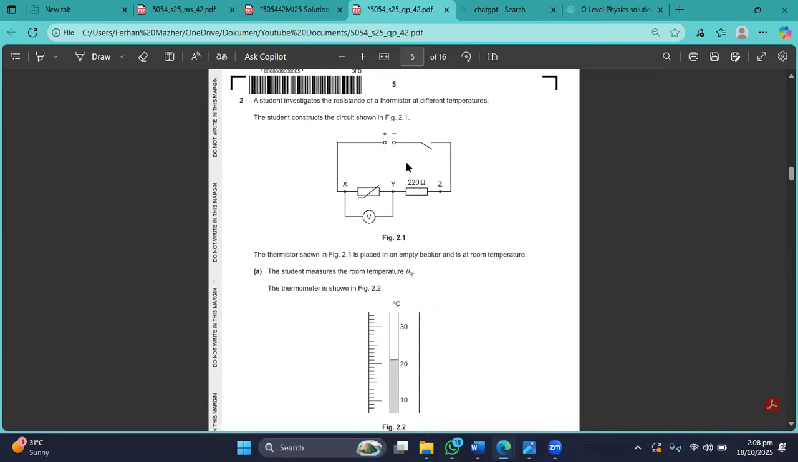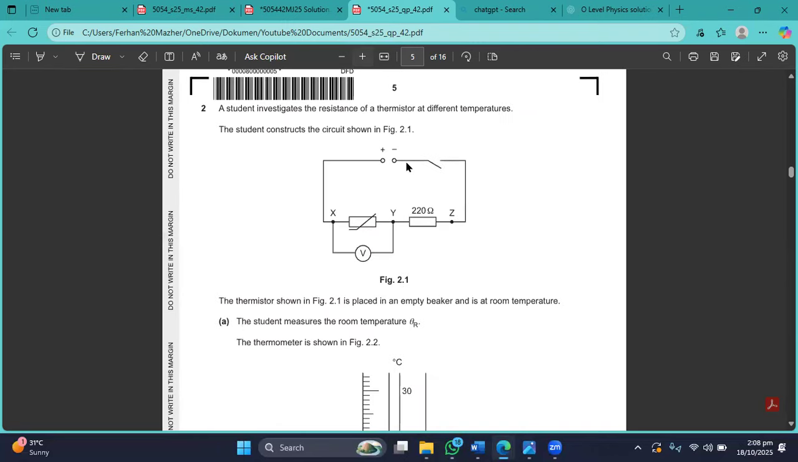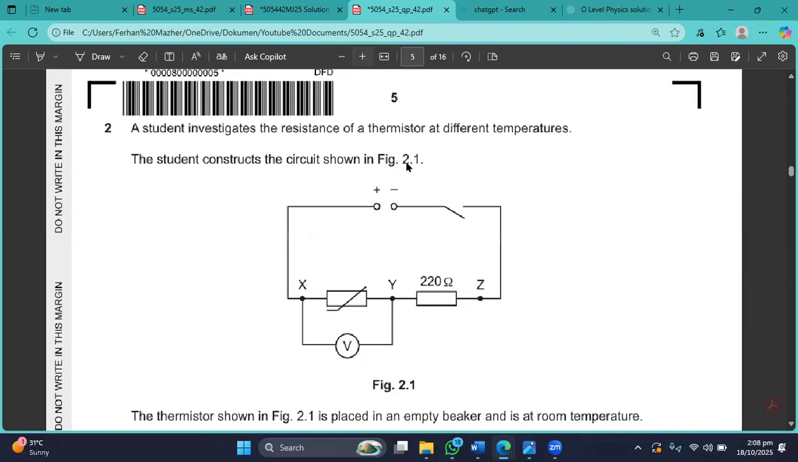Okay, so now we are on question number two, and let me see what the question is. A student investigates the resistance of a thermistor at different temperatures. The student constructs the circuit shown. So here you have a battery, then you have a switch. Here you have a fixed resistor of 220 ohm. Here you have a thermistor whose resistance changes with the temperature.